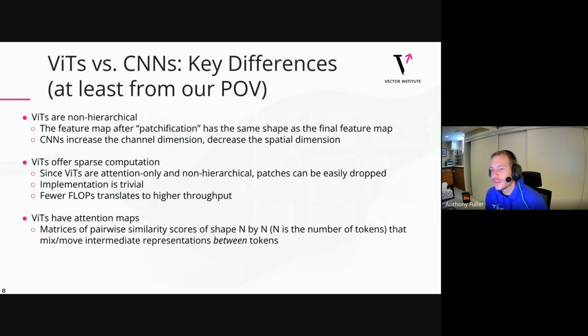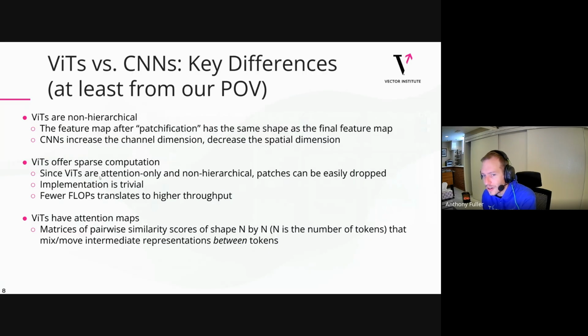So the feature map after patchification has the same shape as the final feature map, which is going to be batch size by the number of tokens by the dimension of each token. So CNNs increase the channel dimension, but decrease the spatial dimension via pooling. Now, ViTs offer sparse computation.